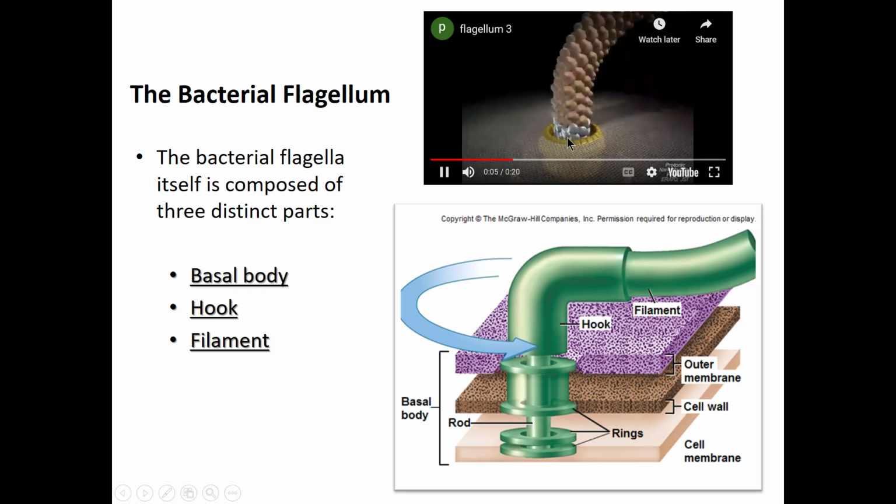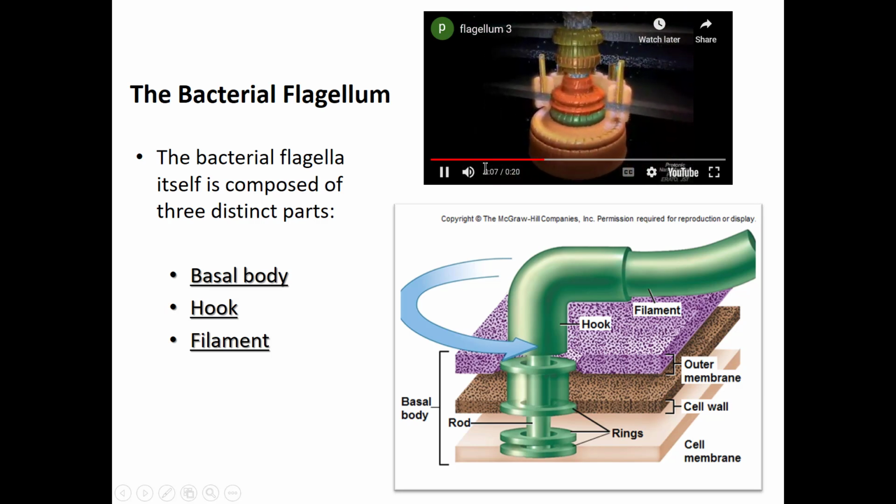So here's the hook connecting down into the basal body, and what happens is these rings actually rotate almost like a motor, and they create a sort of torque or tension that is then transferred up through the hook and into the filament, and that causes the filament to wave around and cause the propulsion-like movement. But if you'll note, what you actually have are a series of ring structures that all sort of lock in together and move and rotate, providing motility. It's actually a really fascinating little structure there.